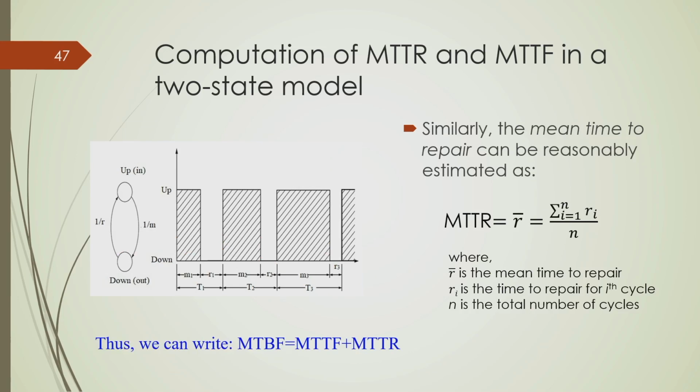Similarly, for the same equipment in the two state model, mean time to repair is equal to the summation of all r, where r represents the repair times. These may vary from cycle to cycle depending upon what sort of problems there are and what sort of maintenance is required. If you sum up all these repair durations and divide by the number of cycles, n, this will represent the mean time to repair, that is MTTR.